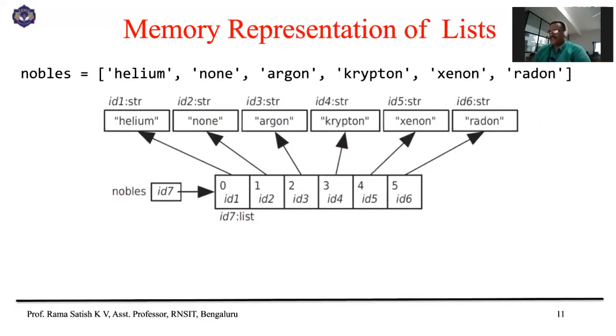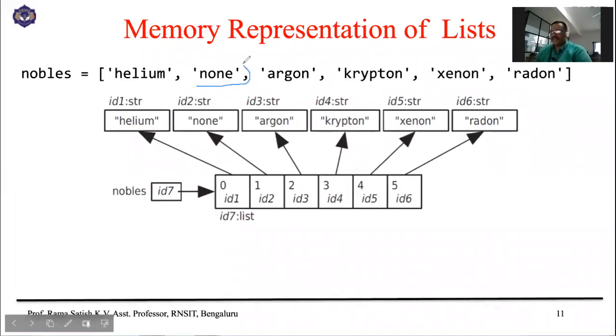Nobles is equal to helium, none, argon, krypton, xenon, and radon. So these are some of the noble chemical elements that we have. But I have made a small spelling mistake here: instead of neon, I have written none.